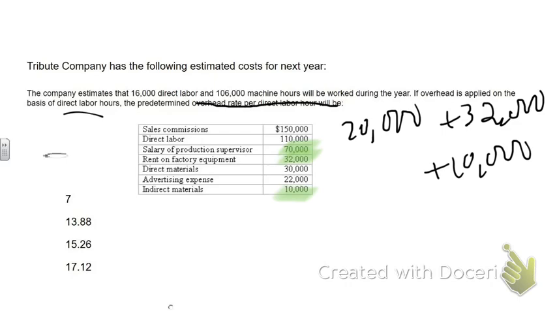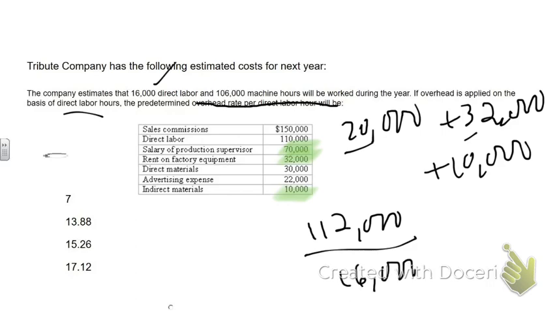So I've got 70,000 plus 32, that's 102, plus another 10 is 112,000. So I've got 112,000 divided by the direct labor hours, because that's what it said that we're going to do. I divide it by 16,000 hours, and I get $7. And sure enough, there's my $7.